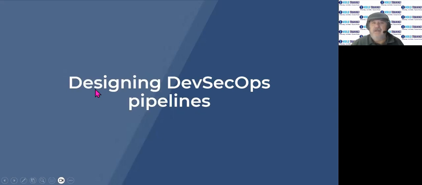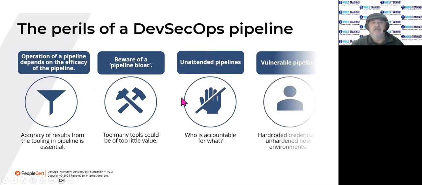Let's talk about designing DevSecOps pipelines. There are a lot of pitfalls and concerns to be aware of when designing pipelines. You really need to make sure that the pipeline is effective. You would need to test the results to make sure you're not just getting a lot of false positives or false negatives or inconclusives. Otherwise, it's a big waste of time.